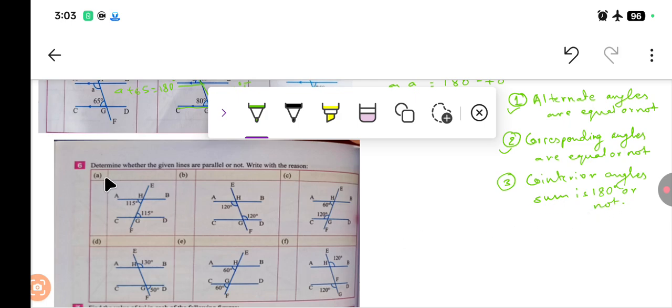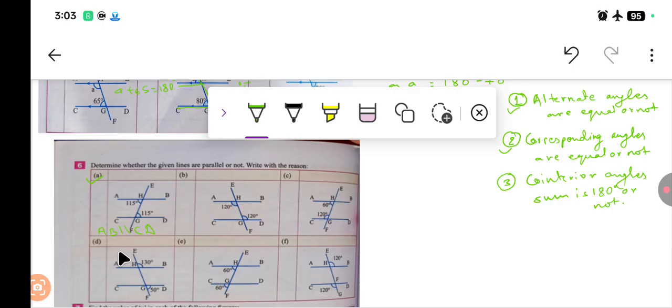Now let us dive into the exercise. Over here you see a Z shape is formed, and these two are alternate angles, formed on opposite sides of the transversal. So both are equal, 115 and 115. So in this case alternate angles are equal, so line AB is parallel to CD.